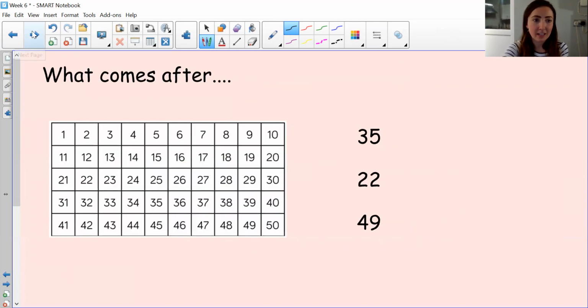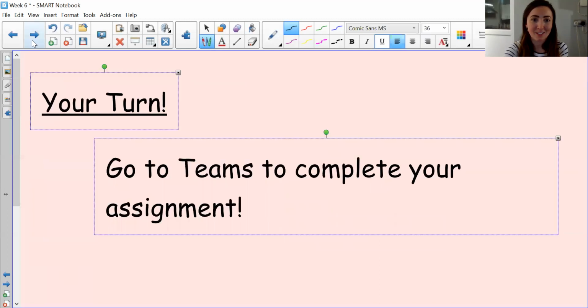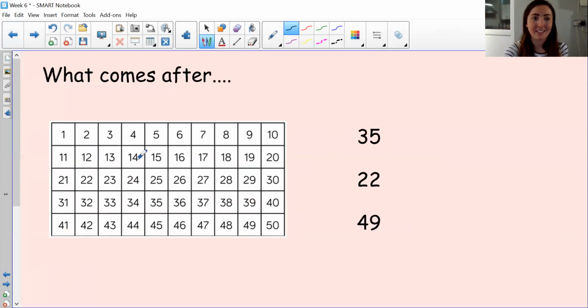Okay, I think this is the last activity before we move on to our assignments. Yes, so again, here's our section of 100 square. Use it if you need to find out what comes after 35. What comes after 35? So we need to look for the number 35 and then see what the next number is. So where is 35? It's in the 30s. So which row has the 30s? Here it is. Look along. There's 35. So what comes after 35?